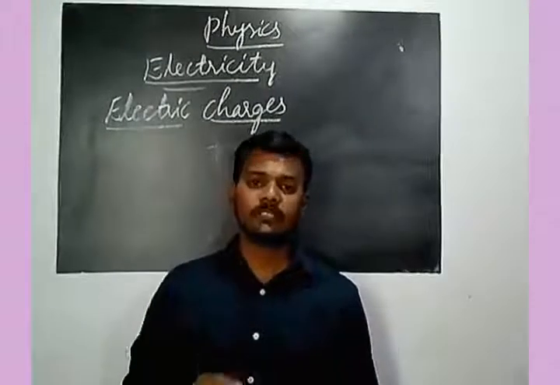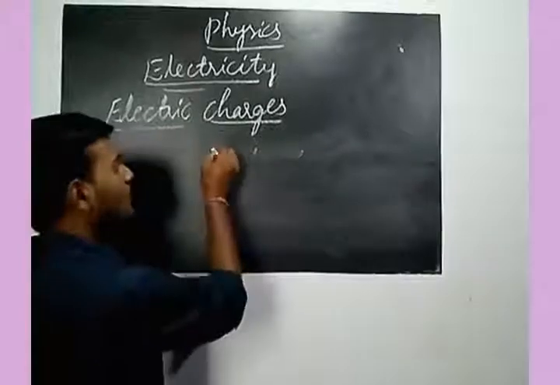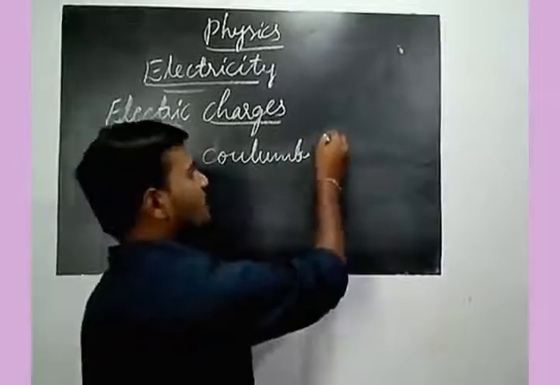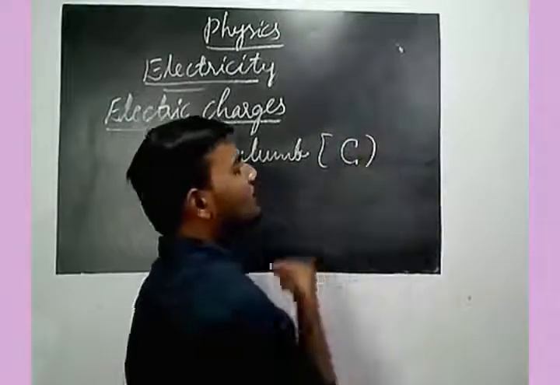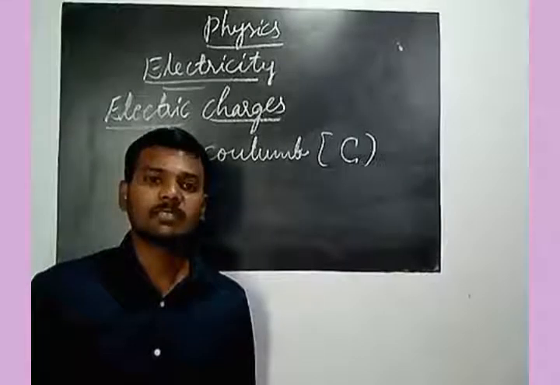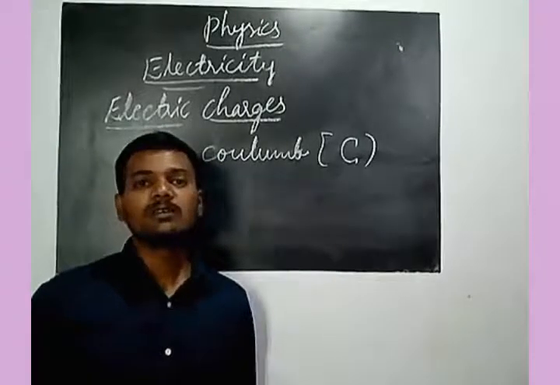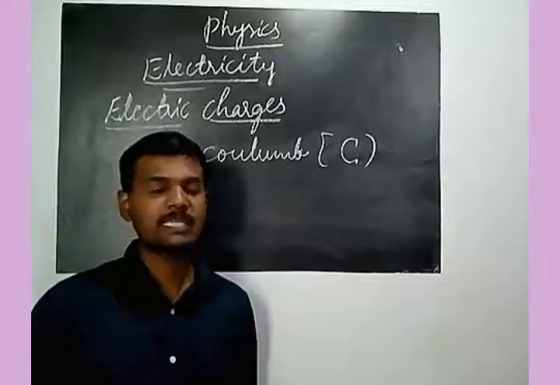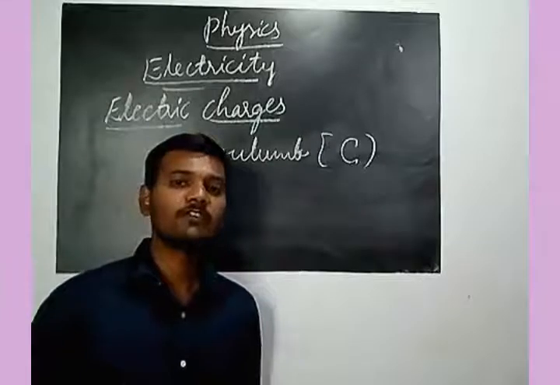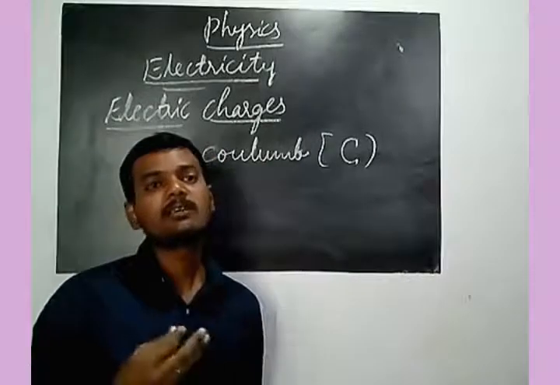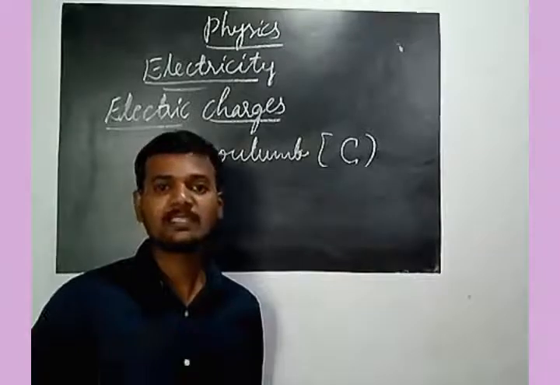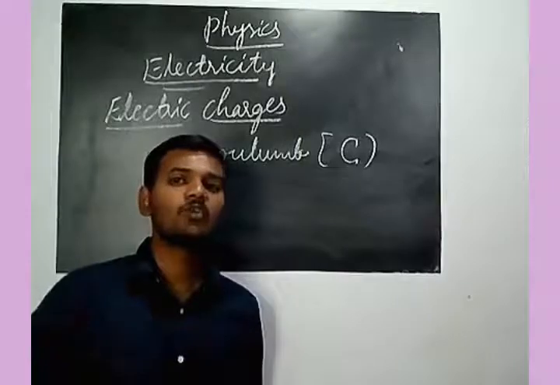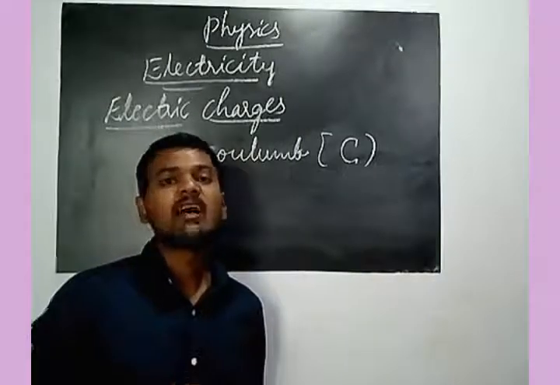The SI unit of electric charge is coulomb. Its abbreviation is capital C. Coulomb is the name of the scientist who gave the unit for charge. After that, the SI unit of charge was named after the scientist, that is coulomb. You will learn more about Coulomb in higher studies.